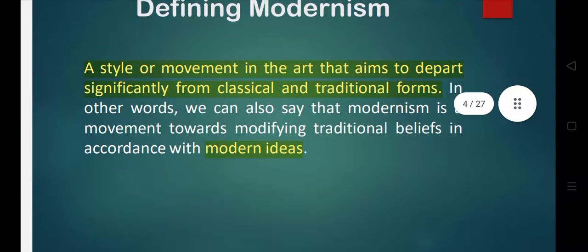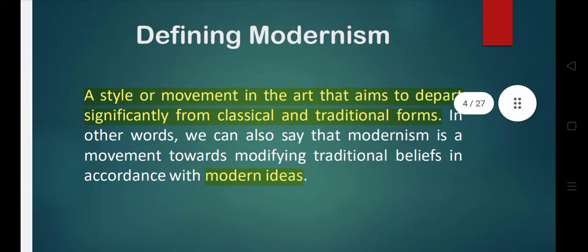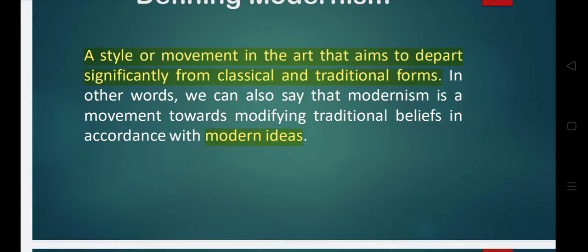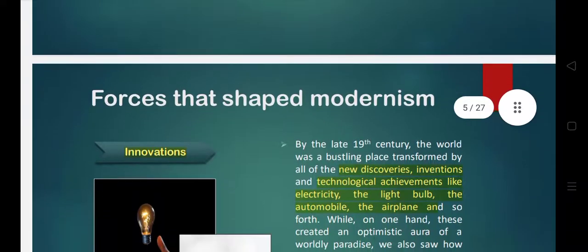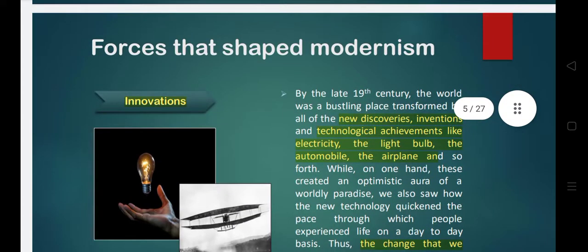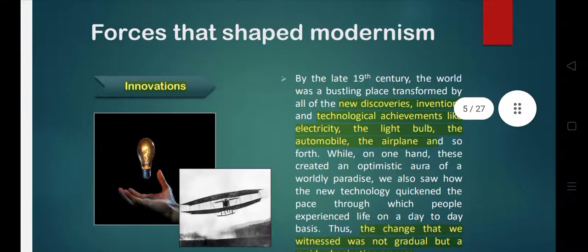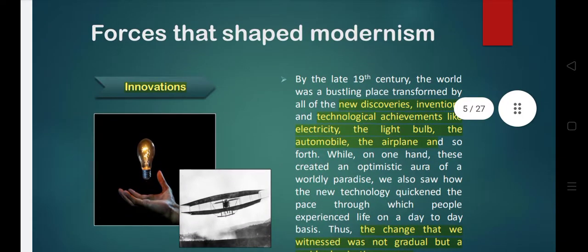And so how do you define modernism? It's a style or movement in the arts that aims to depart significantly from classical and traditional forms, and they transform their ideas to modern ideas. So they break the traditional styles and adopt a modern style of their own. So now we'll see the forces that shape modernism.